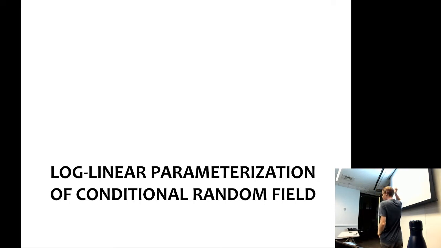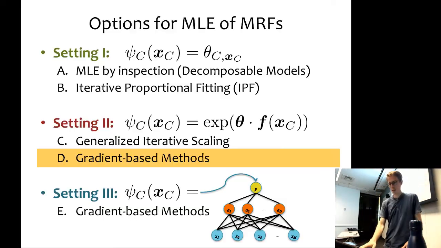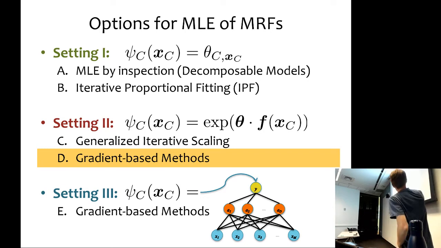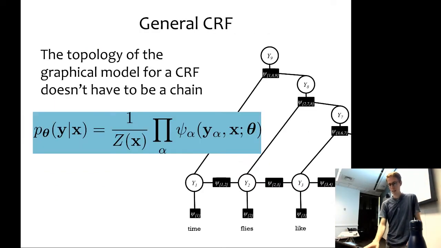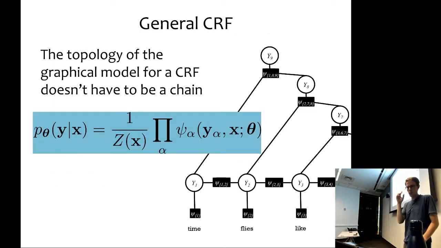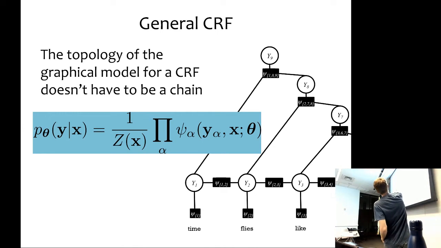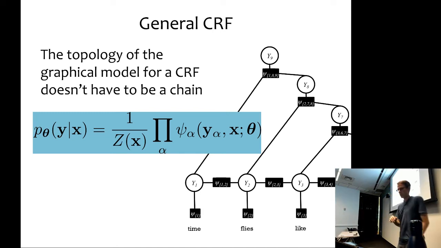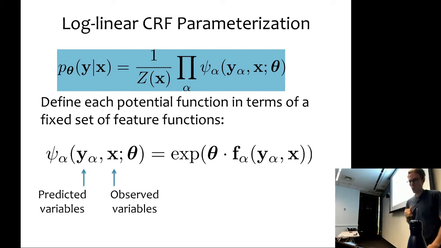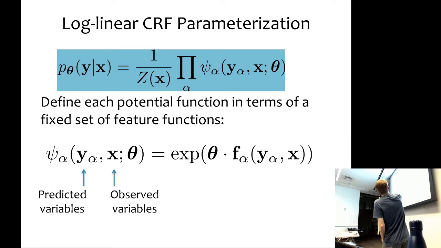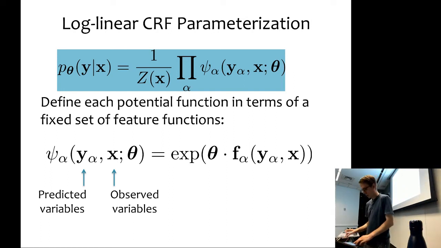And in general, most of the times when we're talking about Markov random fields and conditional random fields, we're actually thinking about a log linear parameterization, something that looks like this. Psi of xc is equal to exp of theta dot f. Okay. And here, we have some arbitrary general graph conditional random field. It's the product of a bunch of potential functions times 1 over the partition function. And one way that we could define it for a CRF would be in this log linear form.